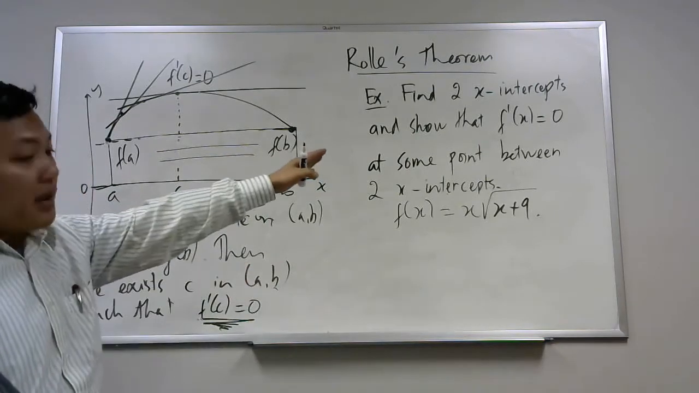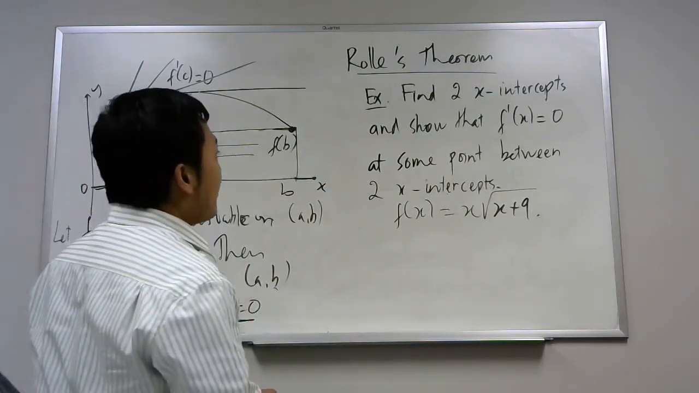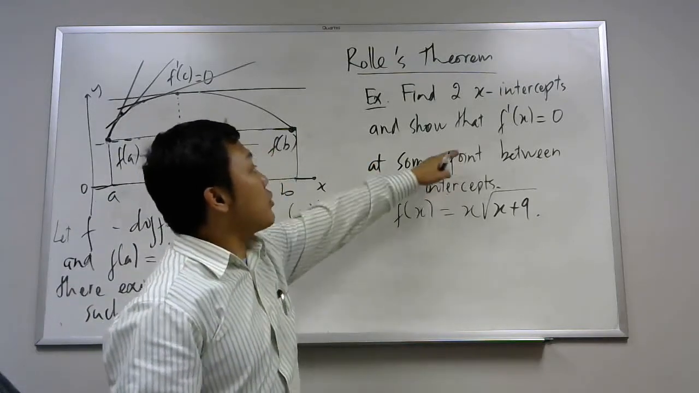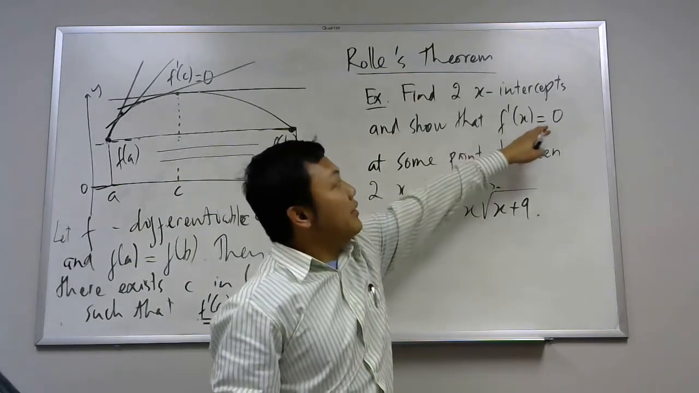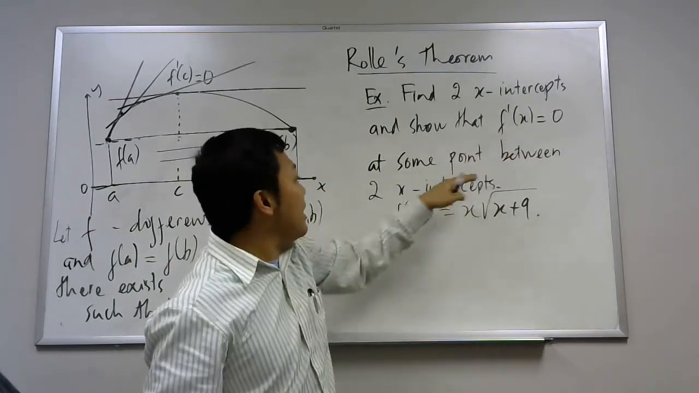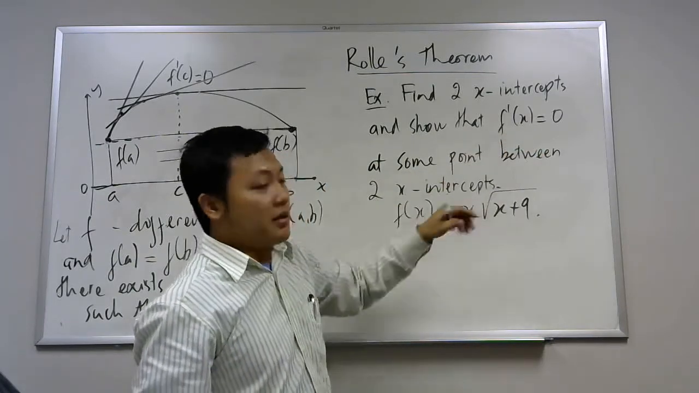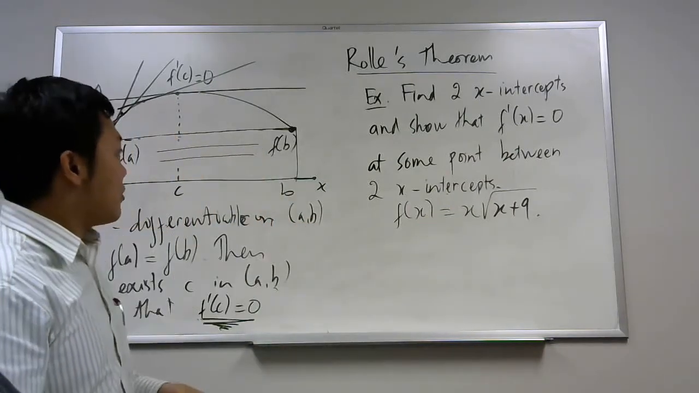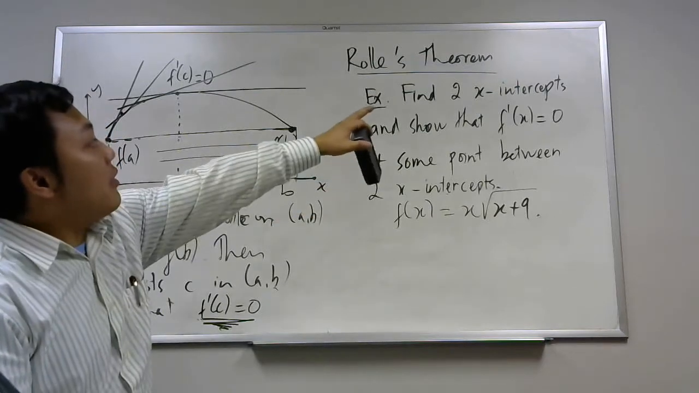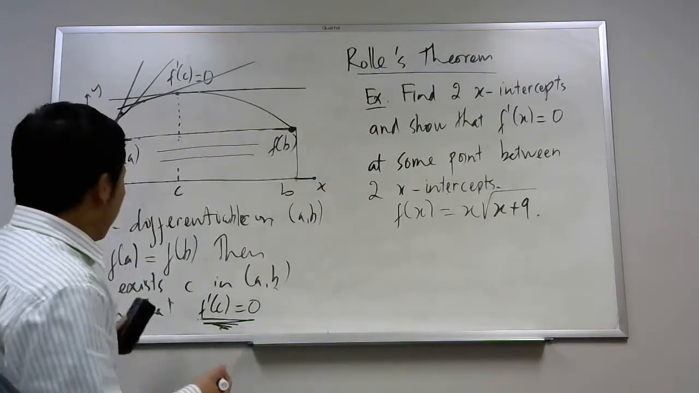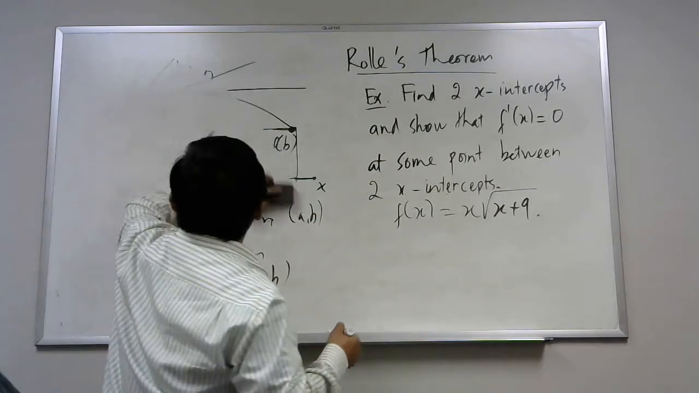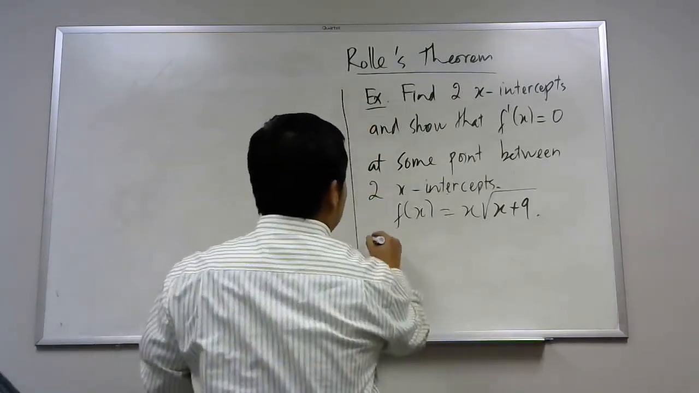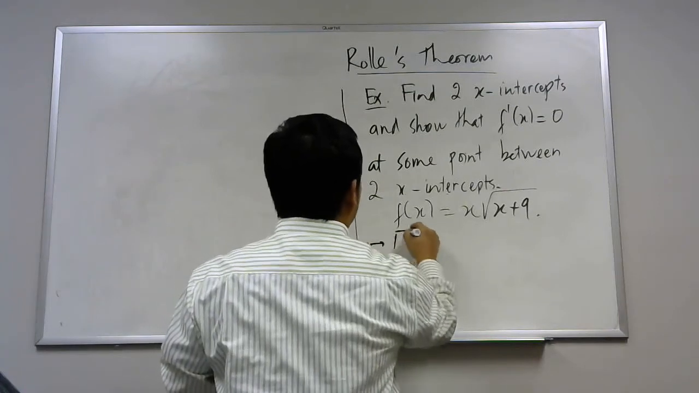So let's consider this example. We have some function in here, and we need to show that f derivative equals 0 at some point in between two x-intercepts. I will explain later after this solution, but let's find all x-intercepts of this function first. So I will write here: find x-intercepts, right?